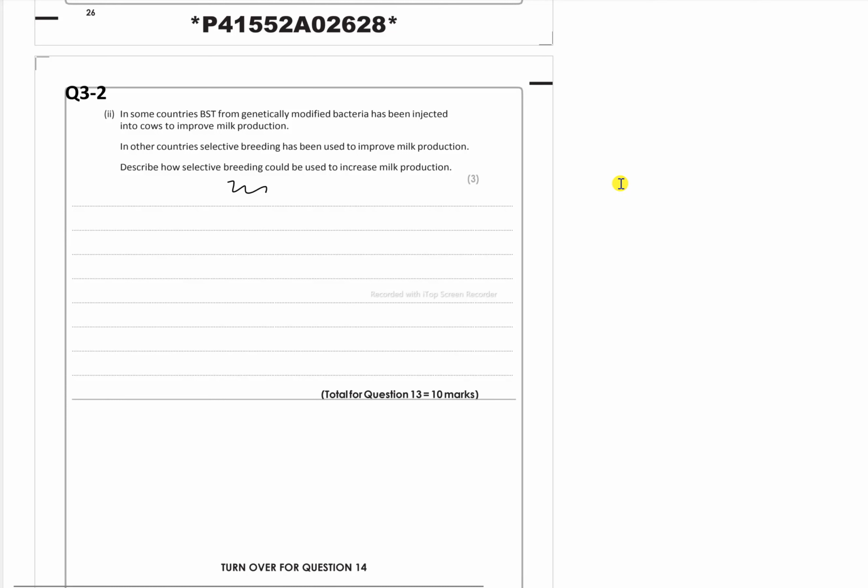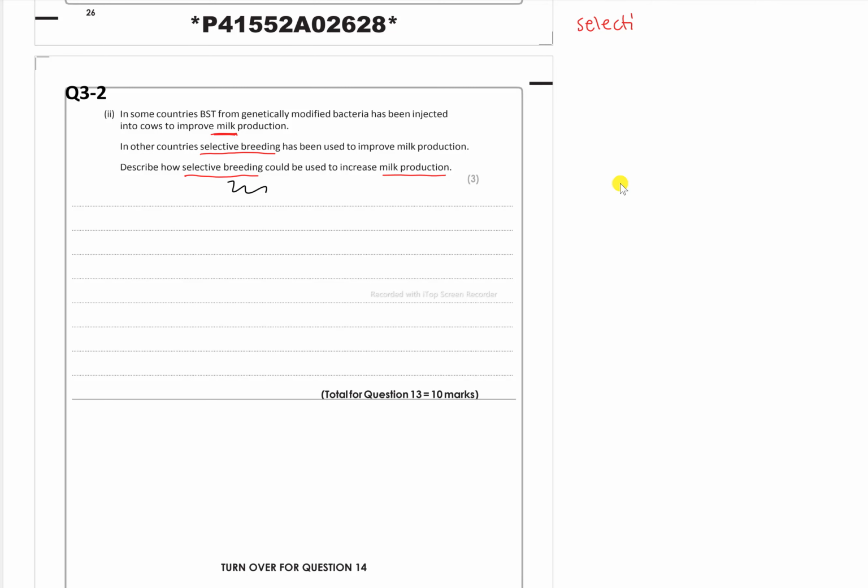We're going to carry on with hormones and nerves. In some countries, BST from genetically modified bacteria has been injected to improve milk production. In other countries, selective breeding has been used to improve milk production. Describe how selective breeding could be used to increase milk production.